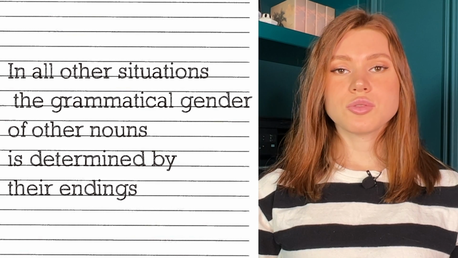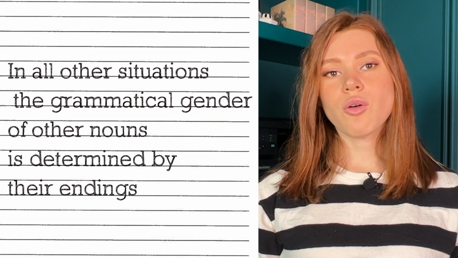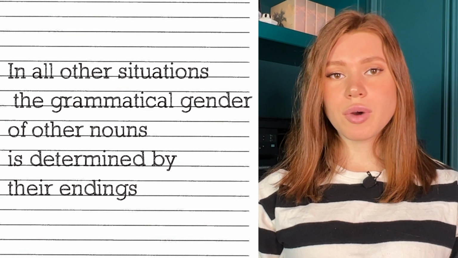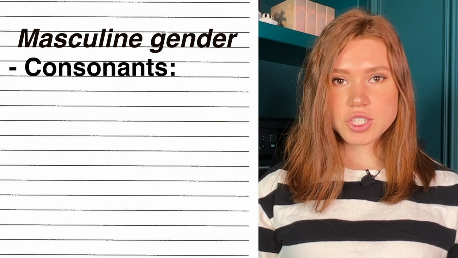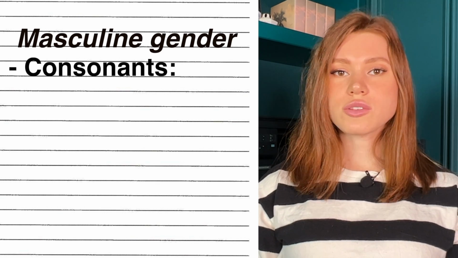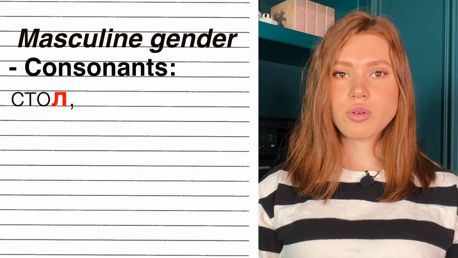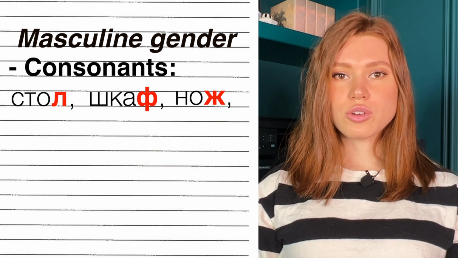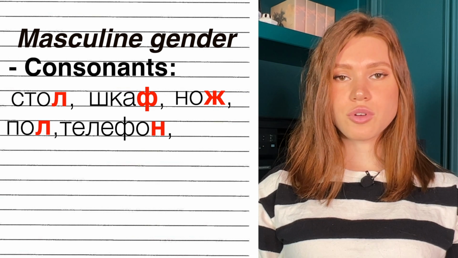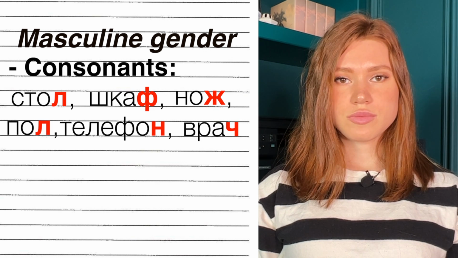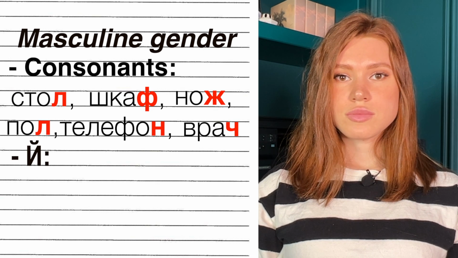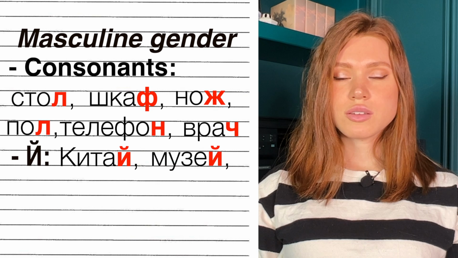The second option: in all other situations, the grammatical gender of nouns is determined by the ending. Now, let's look at what endings belong to masculine, feminine, or neutral. Masculine gender. Ending consonant. For example, стол, шкаф, нож, пол, телефон, врач. Ending «й». Китай, музей, чай.